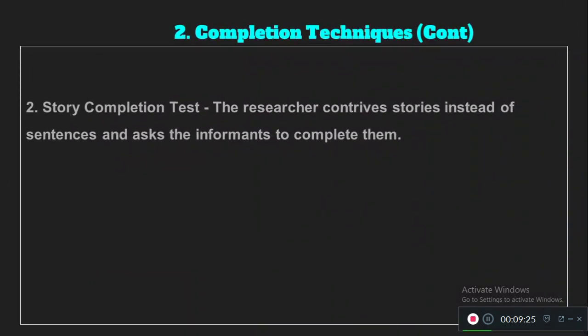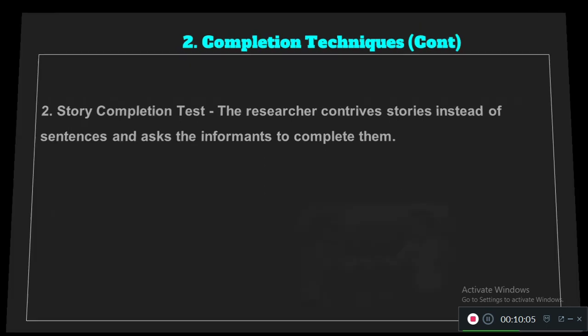Next one is the story completion test. Incomplete stories will be given to the respondent by the informant, and we ask the respondent to complete the story as they wish. Any story will be given, and that story does not have a conclusion. The conclusion has to be made by the respondent. So through that we can understand their thoughts, opinions, feelings, their judgment, everything. So this is the completion technique. Number two, the story completion test.